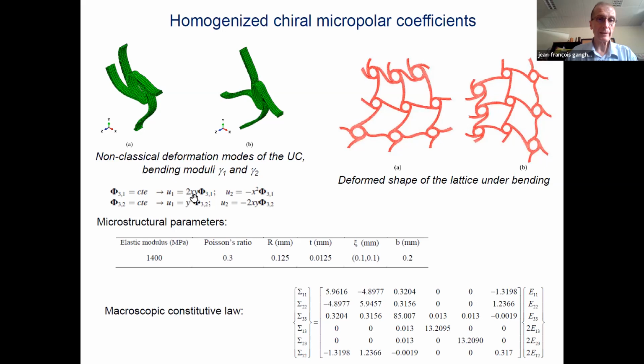So here we want to apply bending to capture the two moduli gamma 1 and gamma 2. This is a deformed shape of the lattice. This is the set of coefficients with a numerical value, considering these values of the microstructural parameters. So it just gives you an idea.